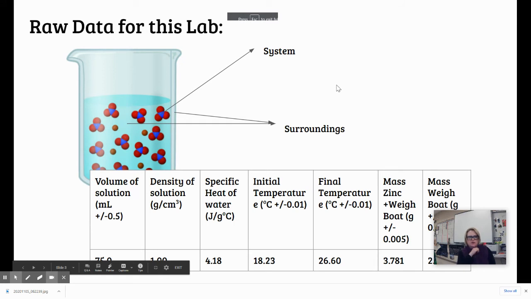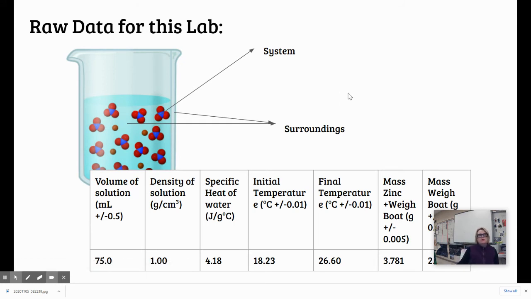All right, so here's what you're going to do next for this lab. So remember, whenever we're doing a calorimetry lab, we've got a system and a surroundings. The particles here represent the system. The system in this case is the copper sulfate pentahydrate and the zinc. The surroundings is going to be the water, the calorimeter. I didn't find a picture of a calorimeter. Let's just pretend it's the beaker there. The temperature probe, the lid, the stir bar, all of that stuff is going to be the surroundings.